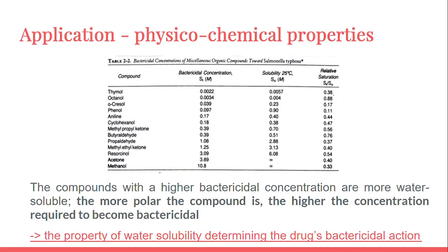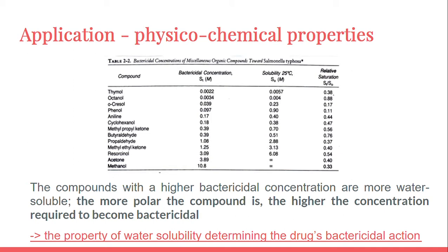We are gonna do another application on the physicochemical properties. This time it's written on the slide. Let's look at the table here. If we look at the compounds in this table, we can see that the first one, called thymol, has a very low bactericidal concentration of 0.0022 molar, required to be lethal to bacteria.